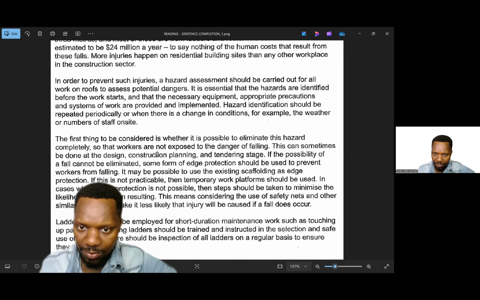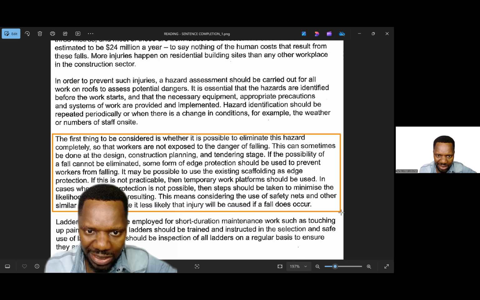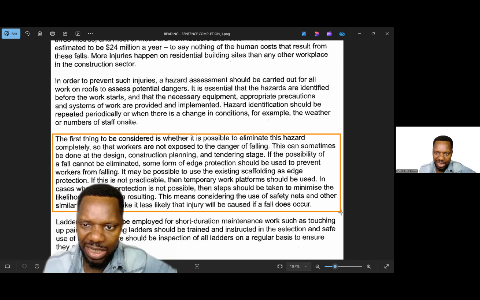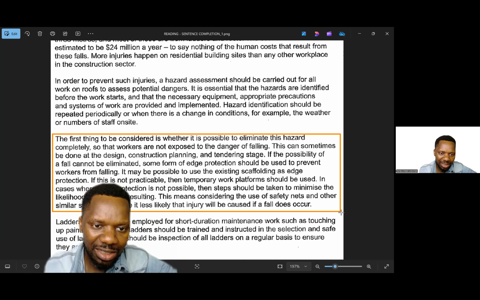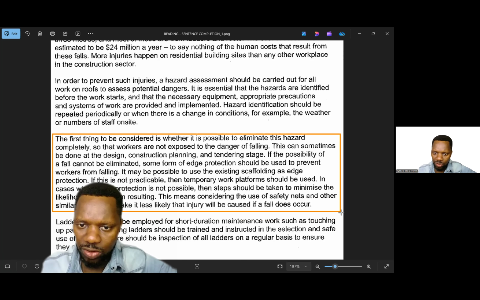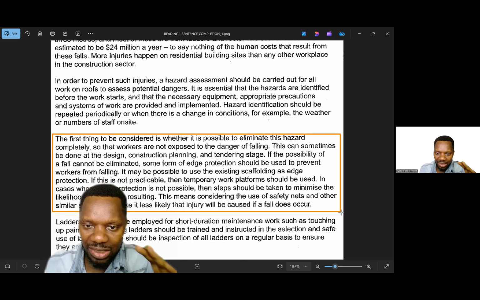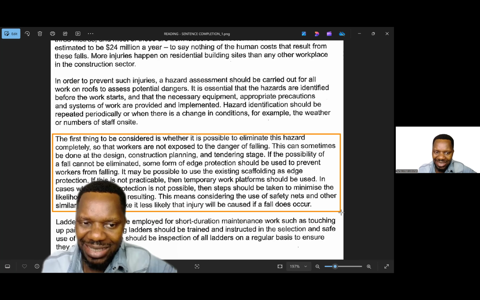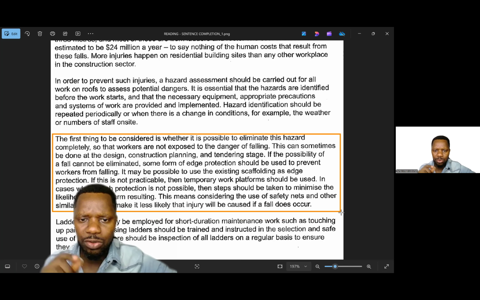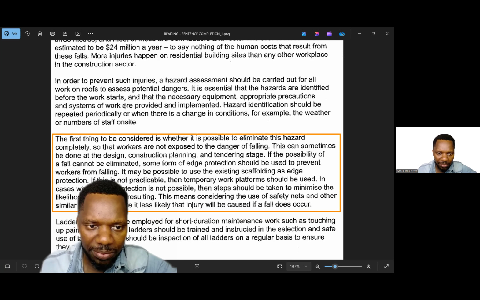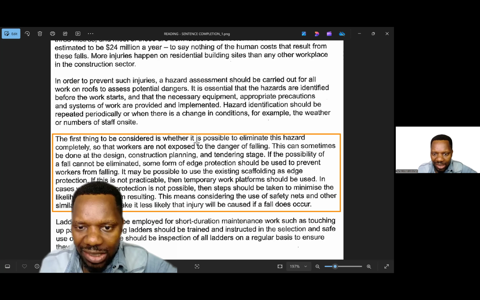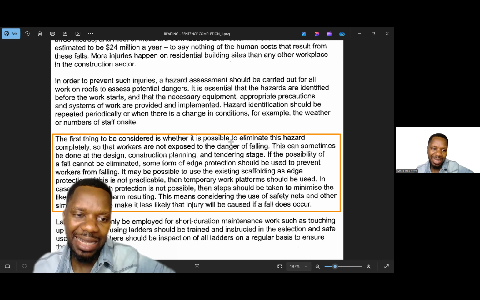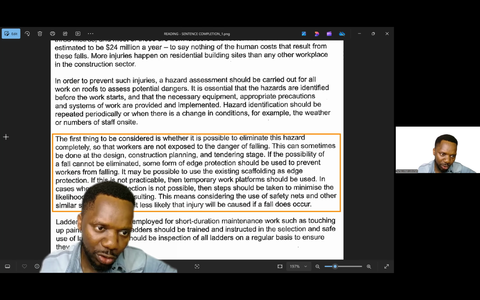It says, the first thing to be considered is whether it is possible to eliminate this hazard completely so that workers are not exposed to the danger of falling. All right, so let's look at this key information here. Whether it is possible to eliminate this hazard completely.